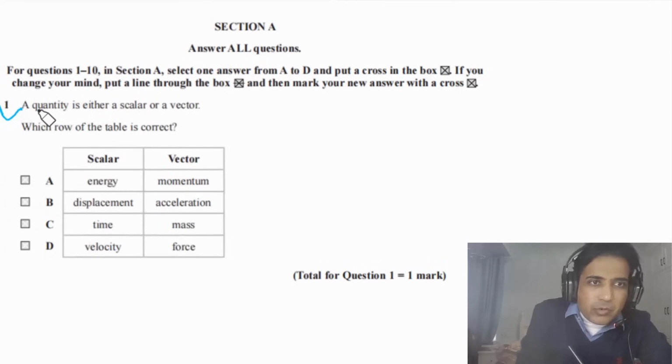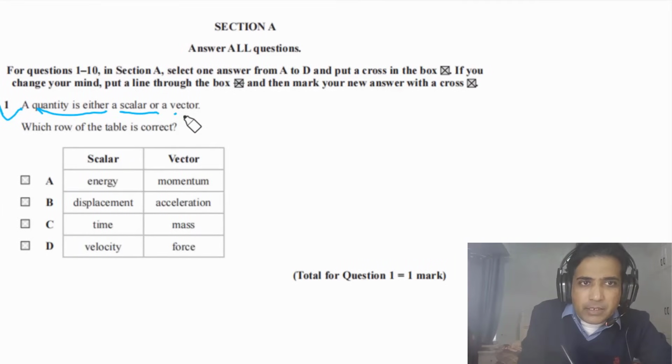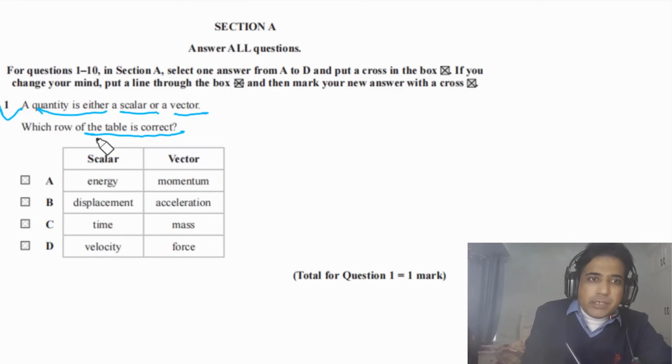Question 1 says a quantity is either a scalar or a vector. Which row of the table is correct? In the scalar column, energy is a scalar, so this is correct. Momentum is a vector, so this is also correct. So the answer for this question has to be A.